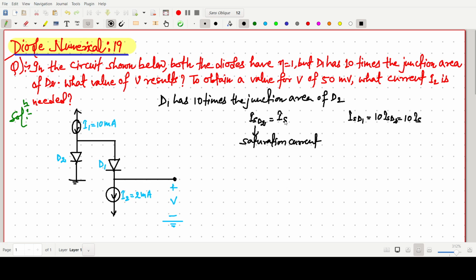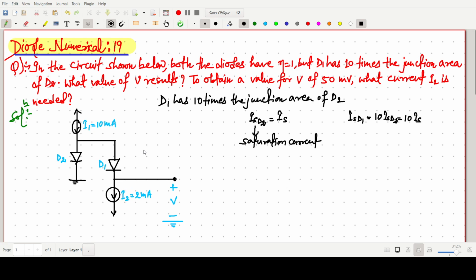So the reverse saturation current ISD2 is say IS, and the reverse saturation current of the diode D1 will be 10 times of IS. Then what value V results? So this one is two current source. One I1 is 10 milliampere and I2 is 2 milliampere. So what should be the voltage? And to obtain the value of V of 50 millivolts, suppose we need a voltage of 50 millivolt, what current I2 will be?